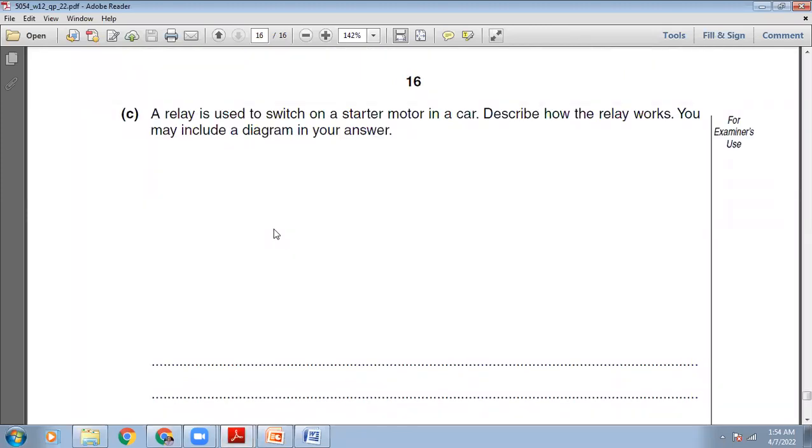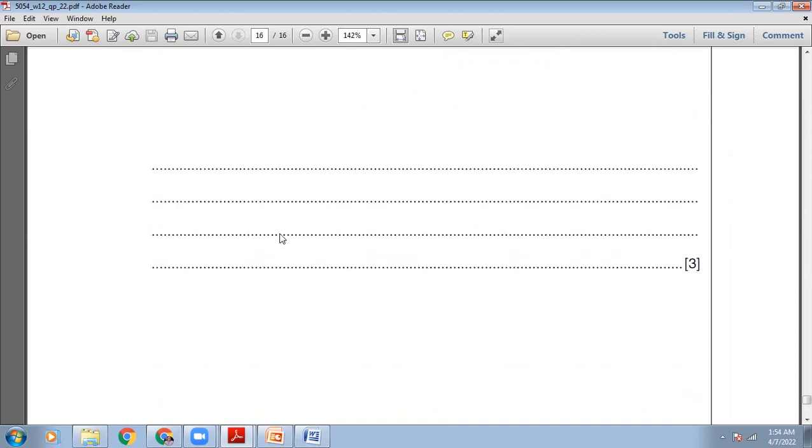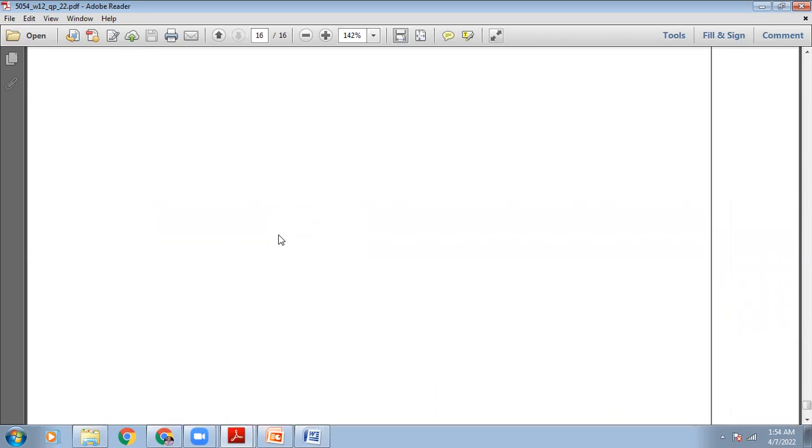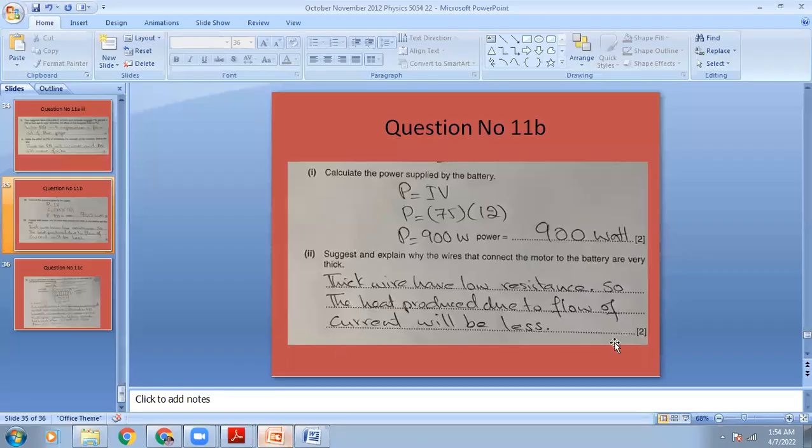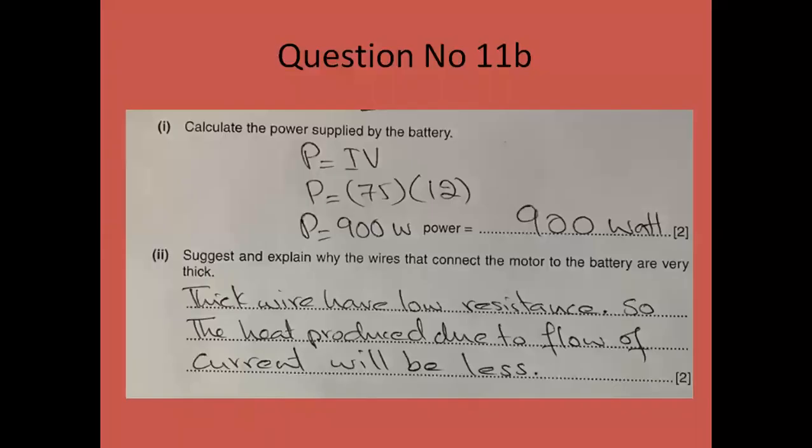A relay is used to switch on a starter motor in a car. Describe how the relay works. You may include a diagram in your answer. It's a three-mark question, and it will be the last part of this paper. So what we will do, let me show you.